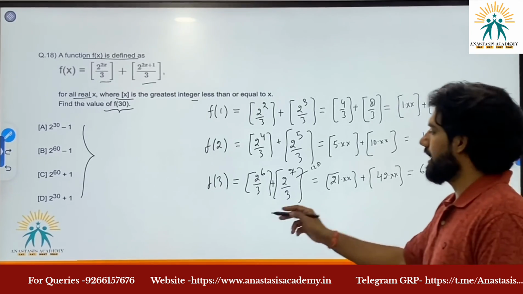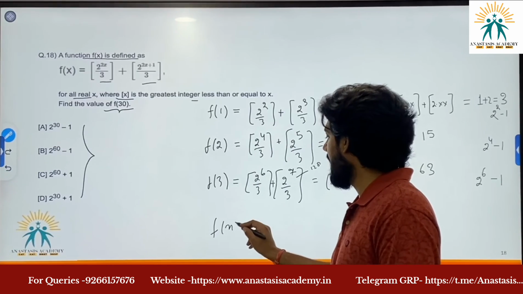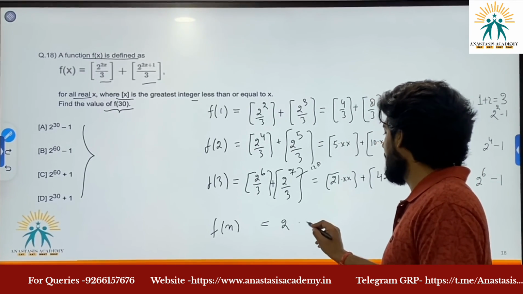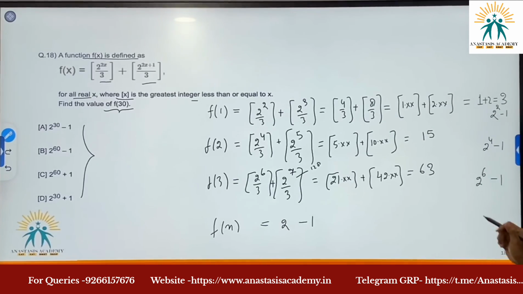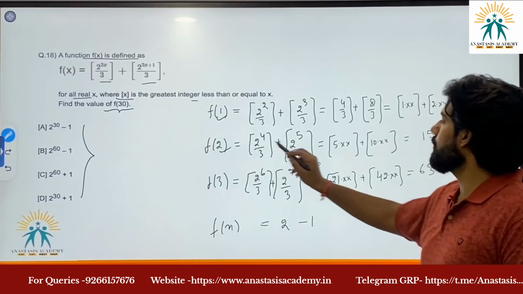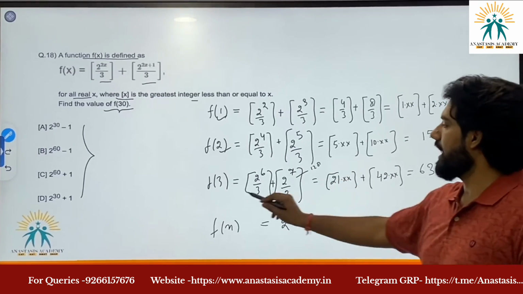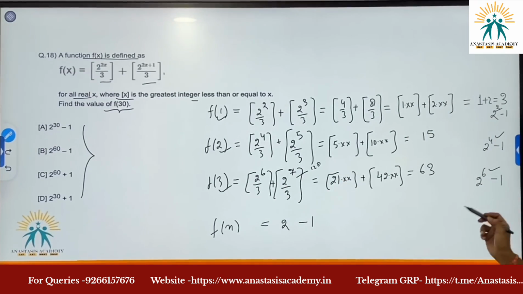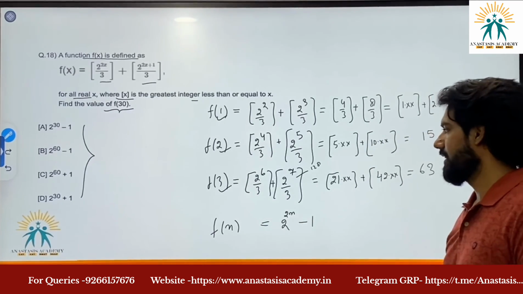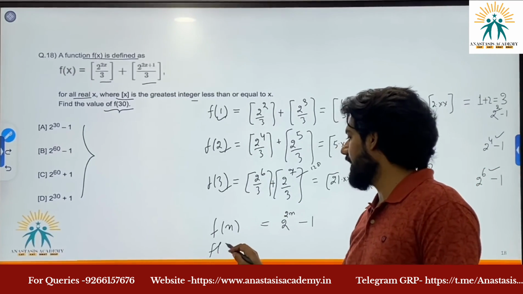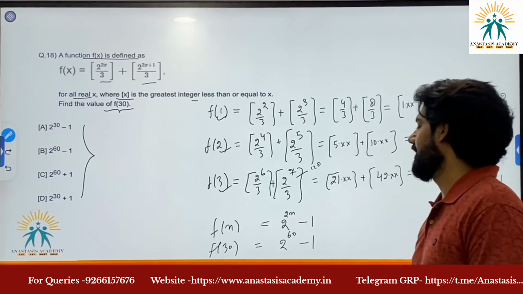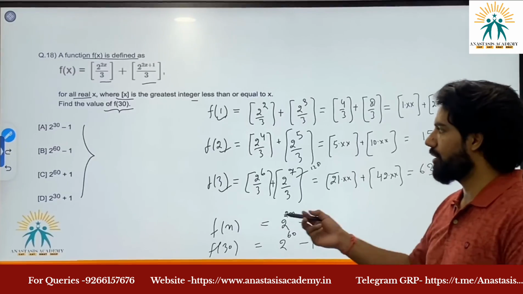So I can say if I place x as n, the answer comes out to be 2 raised to some power minus 1, and that power is, for x equal to 1, 2; for x equal to 2, 4; for x equal to 3, 6. So I can say it is 2 raised to the power 2n minus 1. So what is asked, what is the value of f(30)? It is 2 raised to the power 60 minus 1. So the correct answer is option B.